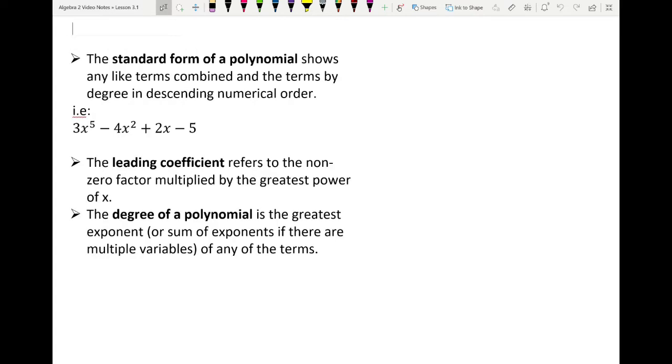Alright, so the standard form of a polynomial shows any like terms combined and the terms ordered by degree in descending numerical order. So an example of a polynomial is 3x to the fifth minus 4x squared plus 2x minus 5. Now in this example, the leading coefficient, which refers to the non-zero factor multiplied by the greatest power of x, is 3. That is the coefficient, or the number, that is multiplied by the greatest power of x. The greatest power of x is 5, so this is my greatest power.